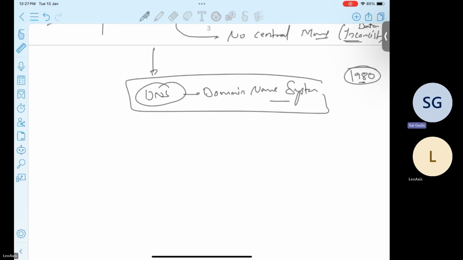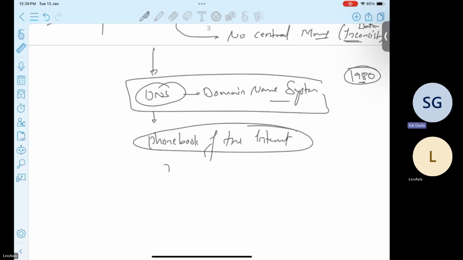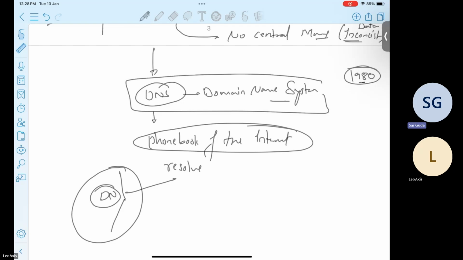So what is DNS? DNS stands for domain name system. It acts like a phone book of the internet, helping us resolve, by translating, the domain names that we search for in our systems into the respective server IP addresses, right?